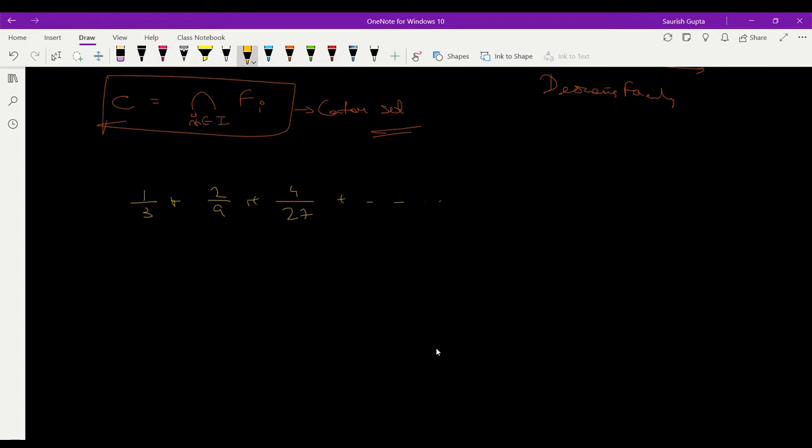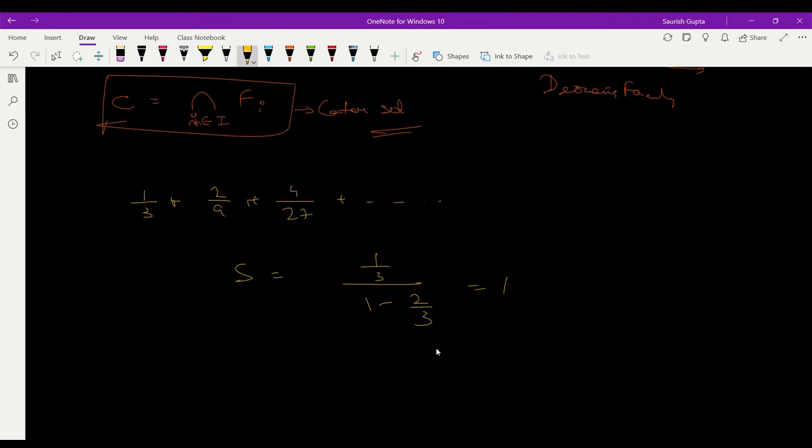If we keep on adding them, we get a geometric series. What is the sum of the geometric series? It is equal to 1, right? It is equal to 1.